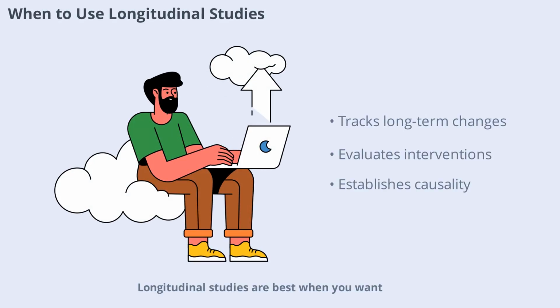Longitudinal studies are best when you want to understand how things change over time. They're essential for studying the development of diseases, evaluating interventions, or exploring long-term effects of exposures. If your research question involves tracking changes or establishing causality, a longitudinal design is the way to go, despite the extra time and resources required.